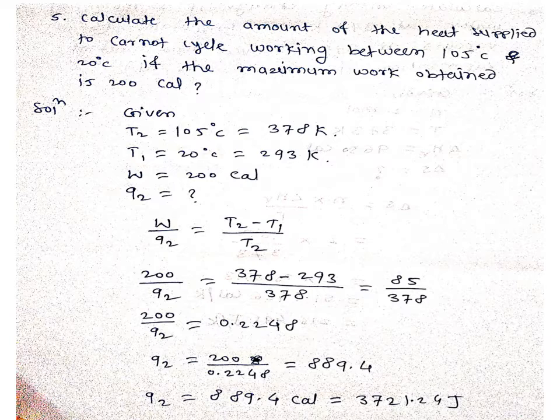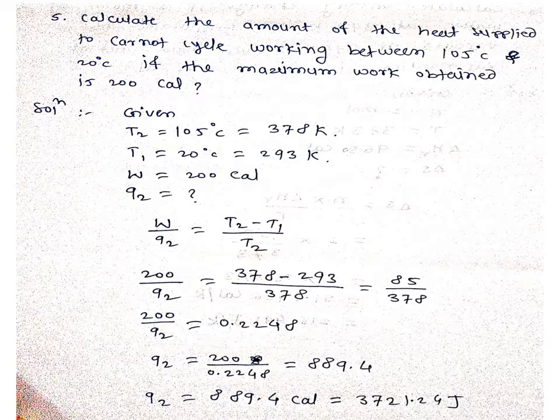105 degrees Celsius. Convert this degrees Celsius into Kelvin, you will get 378 Kelvin. T1 is 20 degrees Celsius, convert this into Kelvin, that is 293 Kelvin. W is 200 calories. Now you have to calculate Q2. To calculate, what is given: initial temperature is given, final temperature is given, work done is given, Q2 has to be calculated.